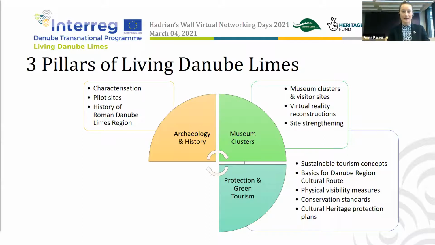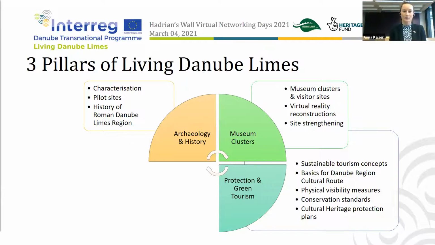And these are the main work packages of our project. One deals with archaeology and history. The second one deals with museum clusters and the presentation of the Roman heritage and past. And the third one deals with the protection and green tourism. And all of the developments in these work packages, in these 3 pillars, are going to be connected and made accessible to everyone interested via a Living Danube Limes application for mobile devices.